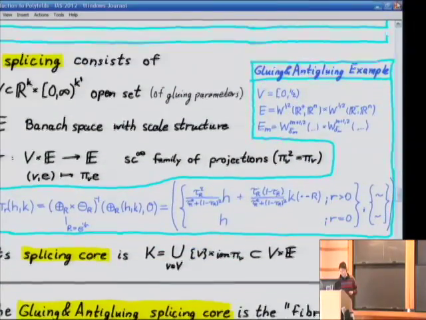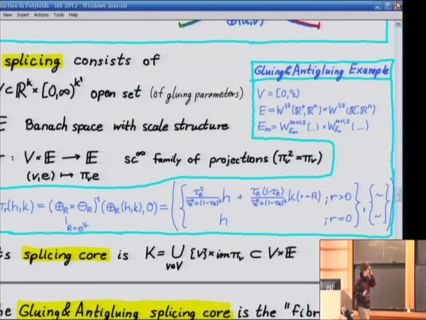So that was sort of the geometric intuition where splicing core came from, and now we're going to formalize that. To me, I think a splicing is some sort of generalized fiber bundle. It's just that the fibers are not constant in dimension.